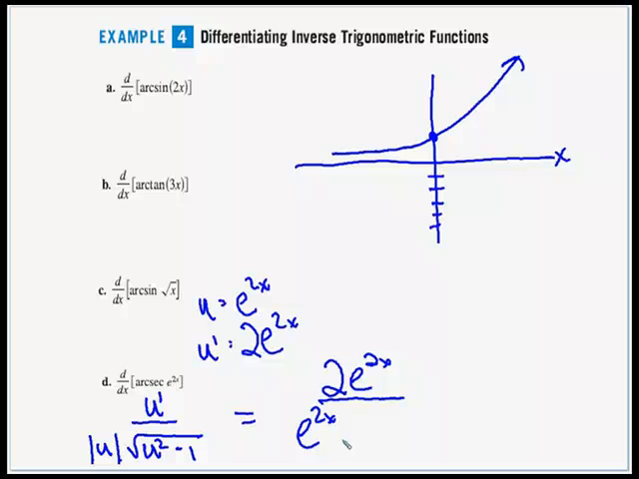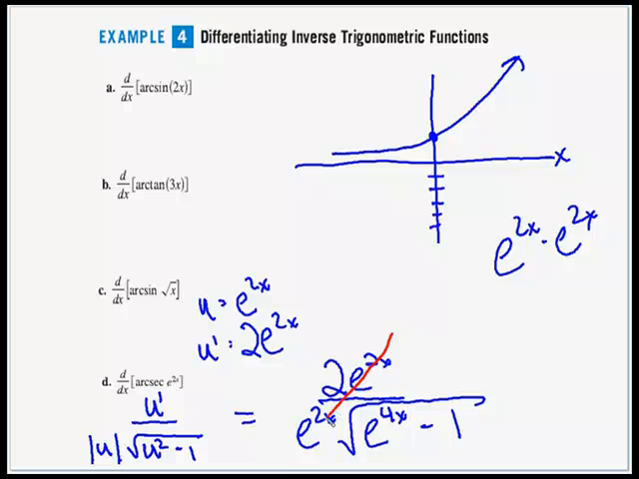And then we have our radical. Underneath the radical, we have u squared, e to the 2x squared. What is e to the 2x times e to the 2x? Well, multiply like bases, add exponents. 2x plus 2x is 4x. e to the 4x minus 1. And it is nice here too, since we are dealing with the exponential, this e to the 2x and this e to the 2x in the numerator and denominator will cancel. And that just leaves us a 2 in the numerator and then our radical in the denominator, e to the 4x minus 1.